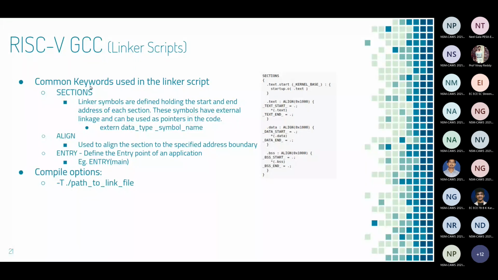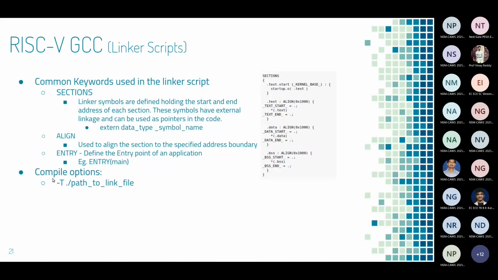Yeah. So some common keywords which are used in the linker script. So this is the SECTIONS. This is what I was talking about in the previous slide, right? And then you have the ALIGN. ALIGN basically says that you want to align the section to a specified address boundary. And ENTRY, this defines the entry point of an application. So when you say ENTRY(main), what it says is you look for the main label in all of your object files and assign that to be the entry point for the program. So once the loader looks at it, after loading, when jumping into the program, it would jump to this particular address or label.